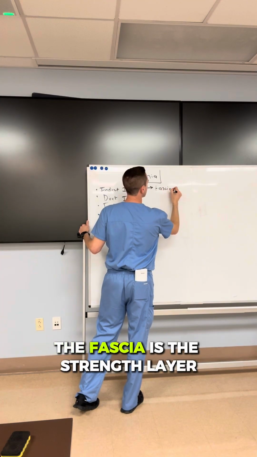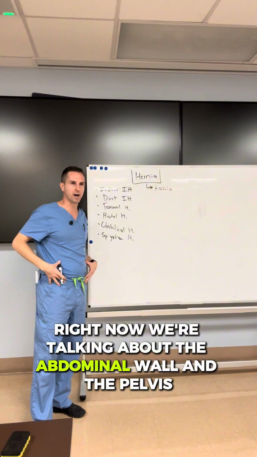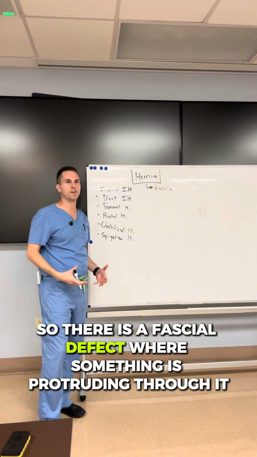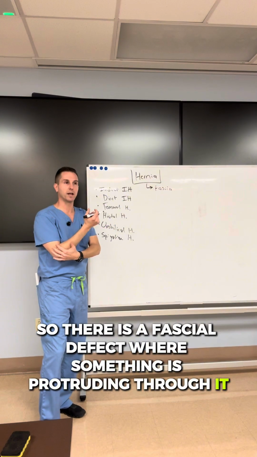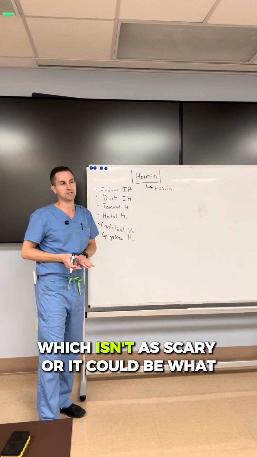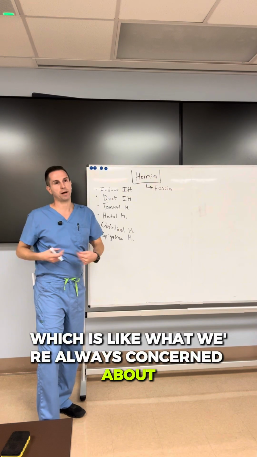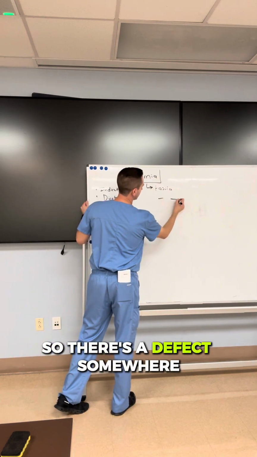The fascia is the strength layer, and predominantly right now we're talking about the abdominal wall and the pelvis, essentially. Okay. So there's a fascial defect where something is protruding through it, and that could be omentum, like fat, which isn't as scary, or it could be what, which is what we're always concerned about? Bowel, right?